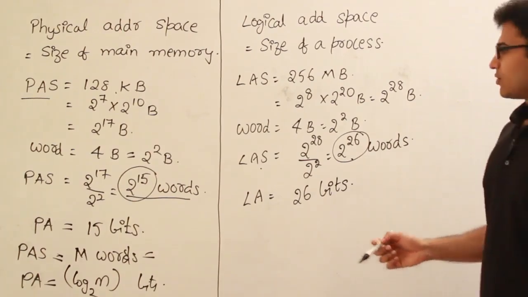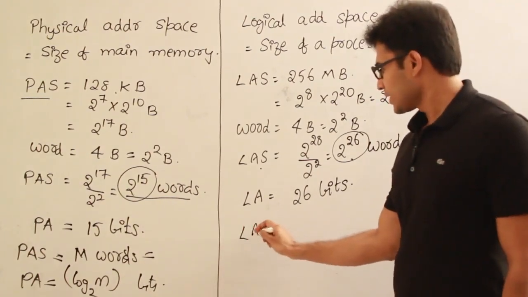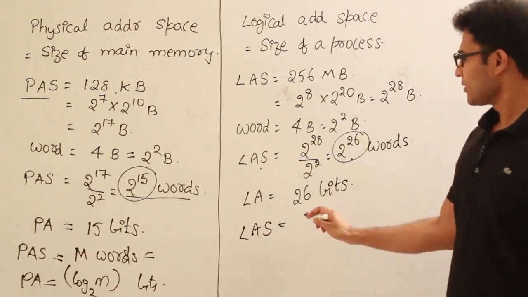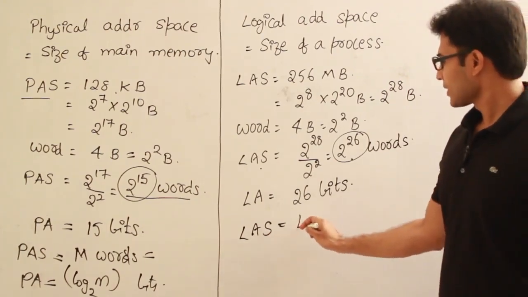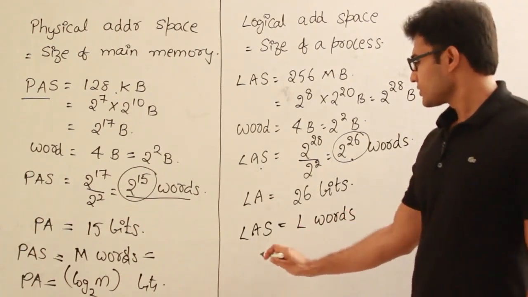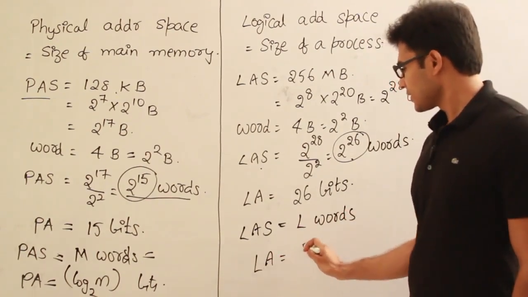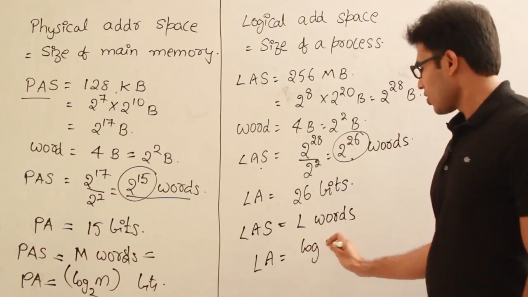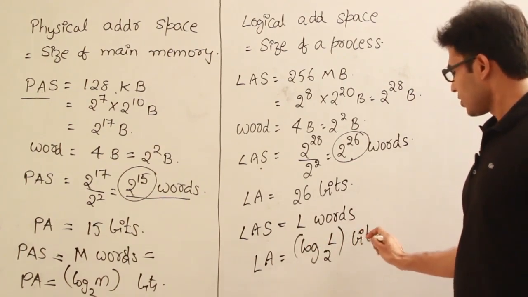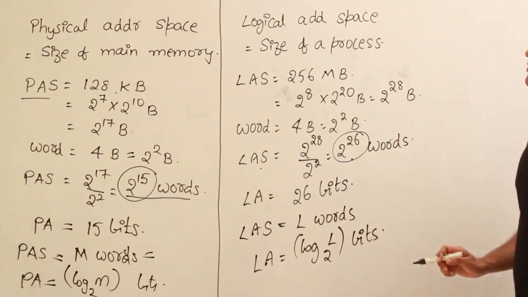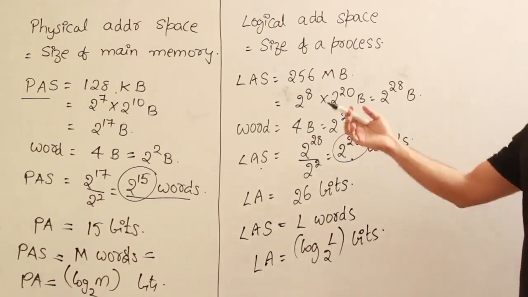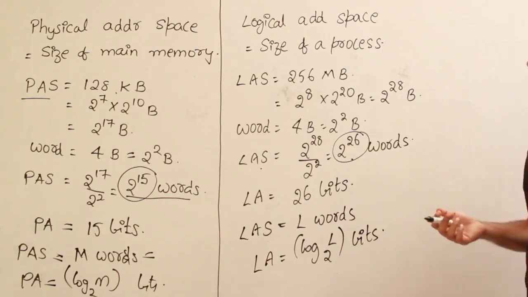Understood this? So in general, if logical address space is equal to, let us say, L words, then what is the logical address? The size of the logical address is going to be log L base 2 bits. Got it? So what is the relationship between logical address and physical address? Actually there is no relationship. One is the size of the memory and the other is the size of the process, right?